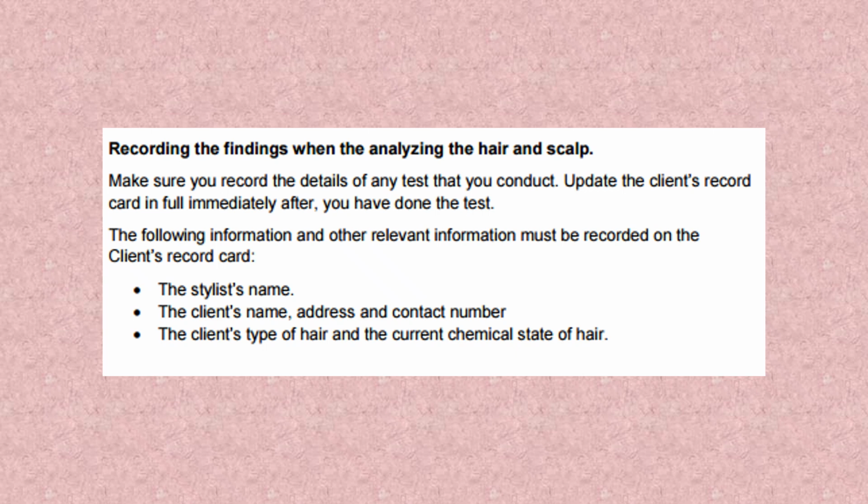Recording the findings when you're analyzing the hair and scalp. Make sure you record the details of any test that you conduct. Update the client record card in full immediately after you have done the test. The following information and other relevant information must be recorded on the client record card: the stylist name, so your name, the client's name, address, and contact number, and then the client's type of hair and the current chemical state of the hair.